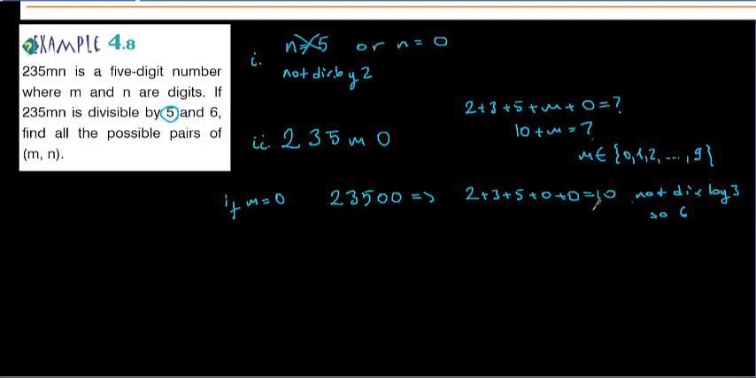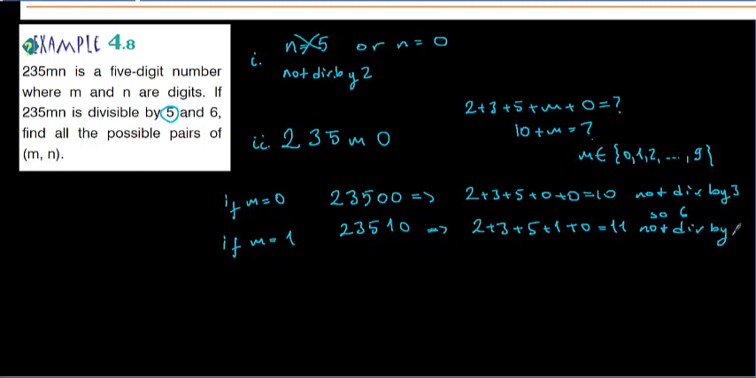So it is not divisible by 6. Okay, if M is equal to 1, the number is 2, 3, 5, 1, and 0. This implies that the sum is 2 plus 3 plus 5 plus 1 plus 0, which is equal to 11, and it is not divisible by 3, so it's not divisible by 6. Here is the last one that I am going to try, because with respect to this one we are going to decide for the others.